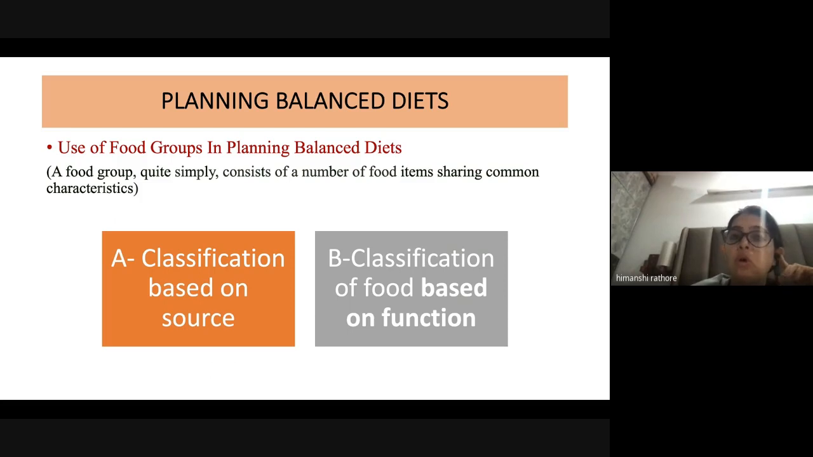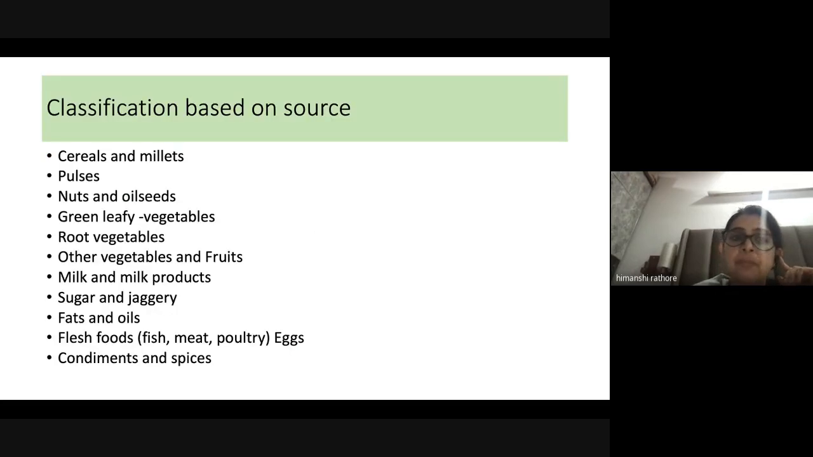Fine. Now moving forward, how do you plan a balanced diet? There are two basic rules, basic principles by which you can plan your balanced diet. A is classification based on sources, and B is classification of food based on function. So these two principles are used while planning your meal. What is classification based on source? How can you include that in your balanced diet? We will be discussing that in another slide.